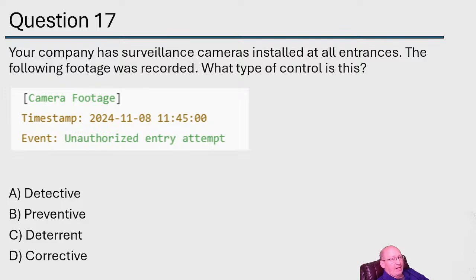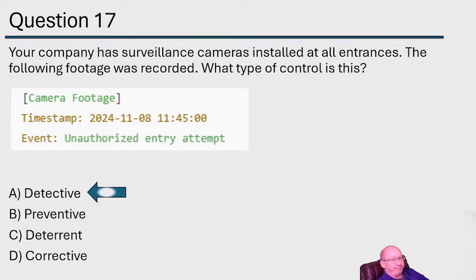We're going to investigate. When does a camera stop being a deterrent control and start being a detective control? When we record something, right? That's when. Otherwise, it becomes a detective control because we're logging it, we're videoing it. If we have a security guard on-prem, then it's no longer a detective control. It's a different type of control. But in this case, we're viewing the security footage. That would be a detective control.